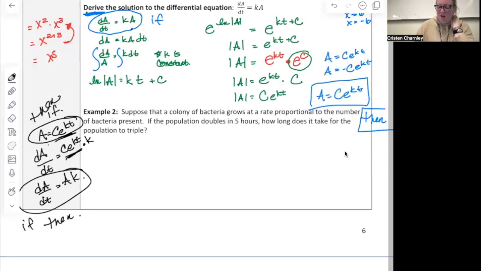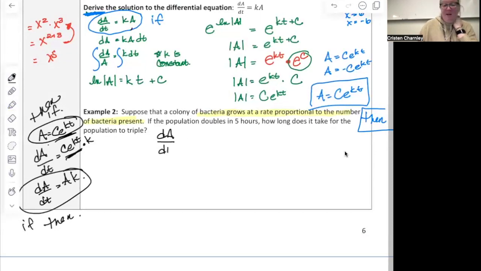Example 2, suppose that a colony of bacteria grows at a rate proportional to the number of bacteria present. If the population doubles in 5 hours, how long does it take for it to triple? So here's what I need you to know for the calculus piece. The colony grows at a rate proportional to the number of bacteria present. So because the bacteria grows, that's the growth of the population with respect to time, at a rate proportional, k is my proportionality constant, to the number of bacteria present.